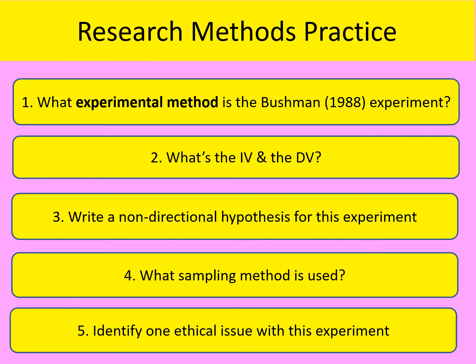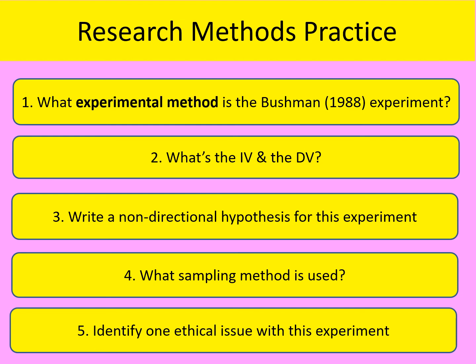Could you do a bit of research methods practice before we move on to the other evaluation points? So if you pause the video and answer those questions. And hopefully you've identified that the experimental method for Bushman was a field experiment. The IV was the different uniforms and the DV was whether they gave money.